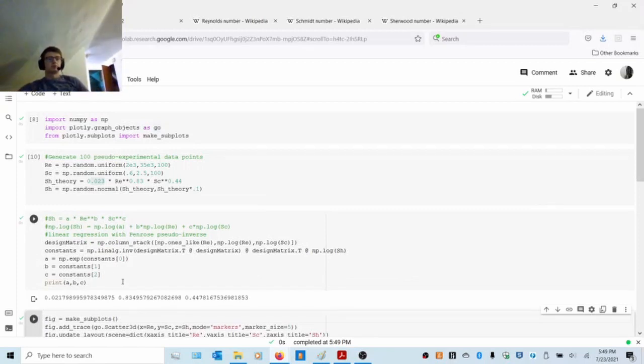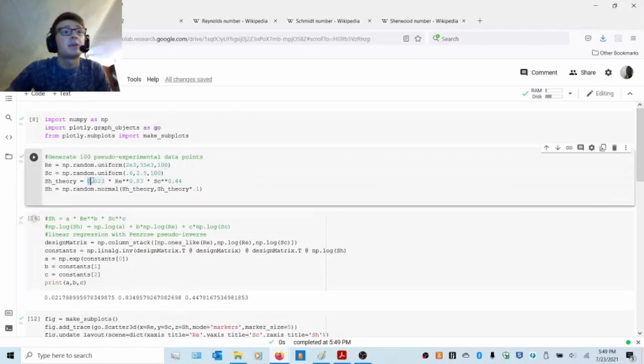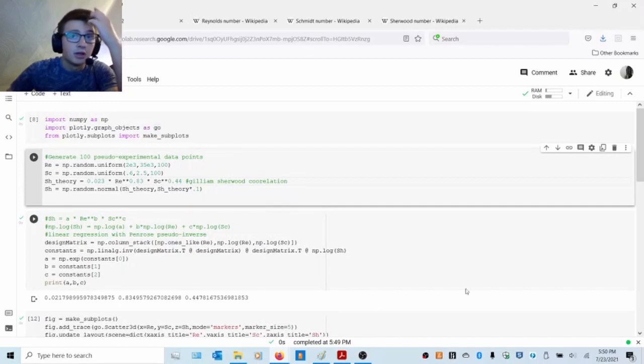And we would see, look at that, the three values of A, B, and C that are approximately the same as the A, the B, and the C in this Gilliam-Sherwood correlation. I'll actually write that in up here. So we have this Gilliam-Sherwood correlation.